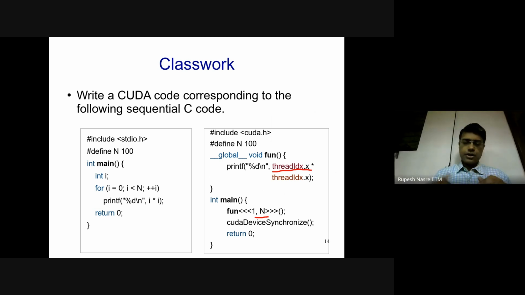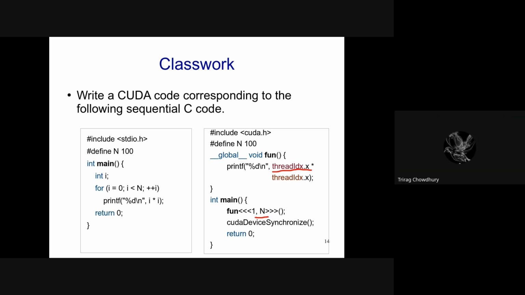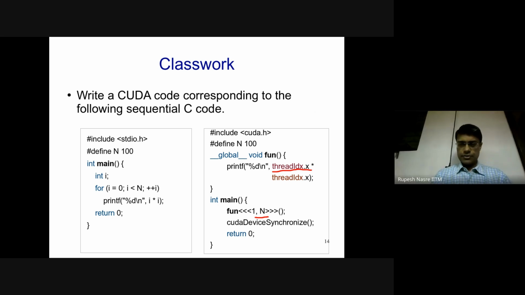That is correct. The synchronization is going to happen after all the threads have printed, but the threads might not print in the same order, because we are running it in parallel. That is correct. Yes.